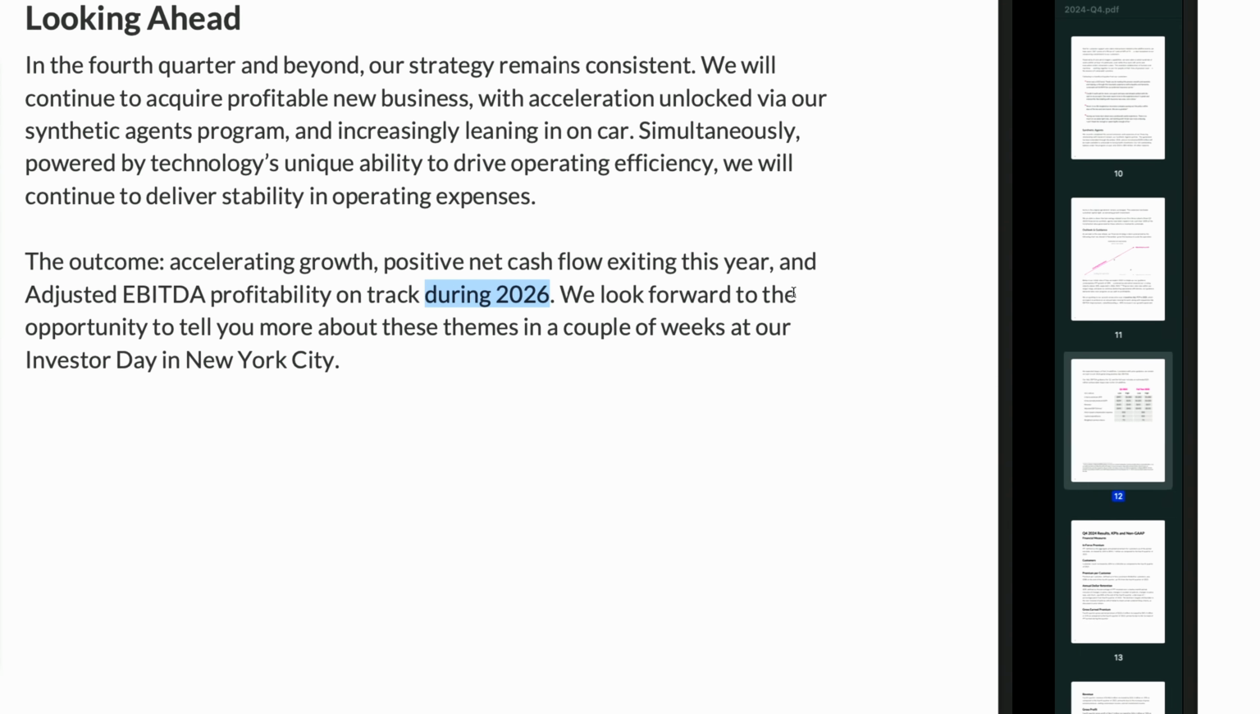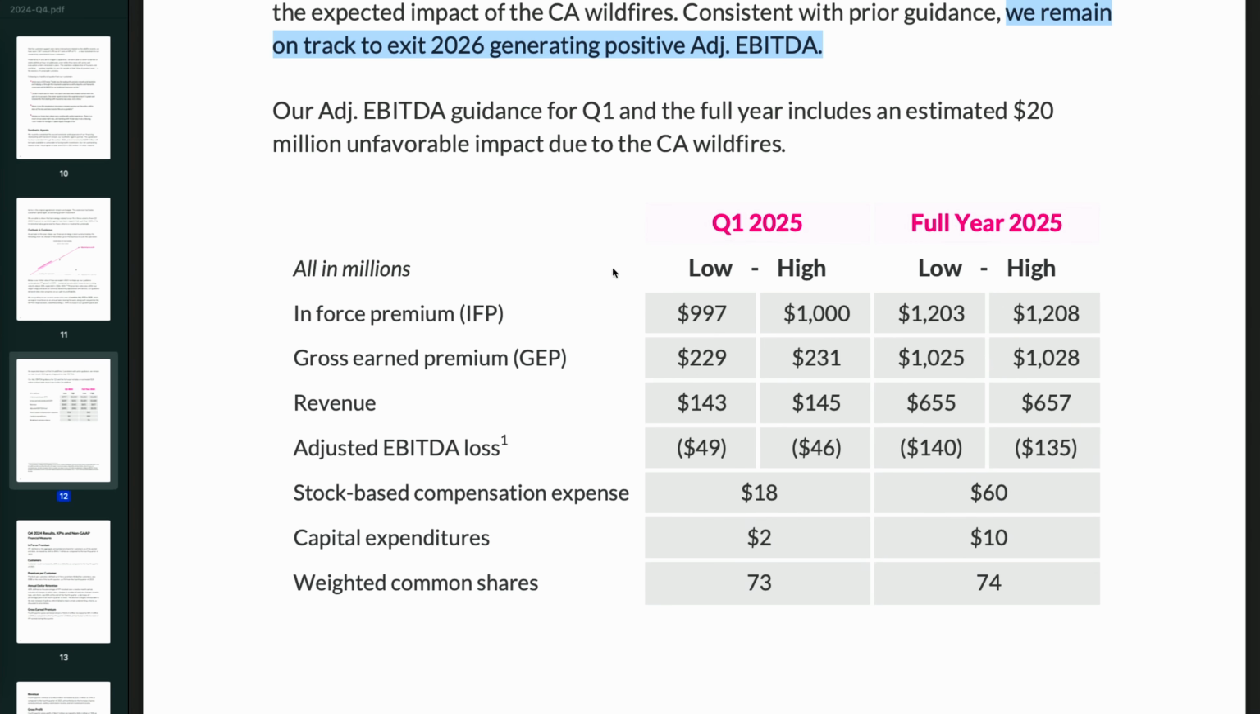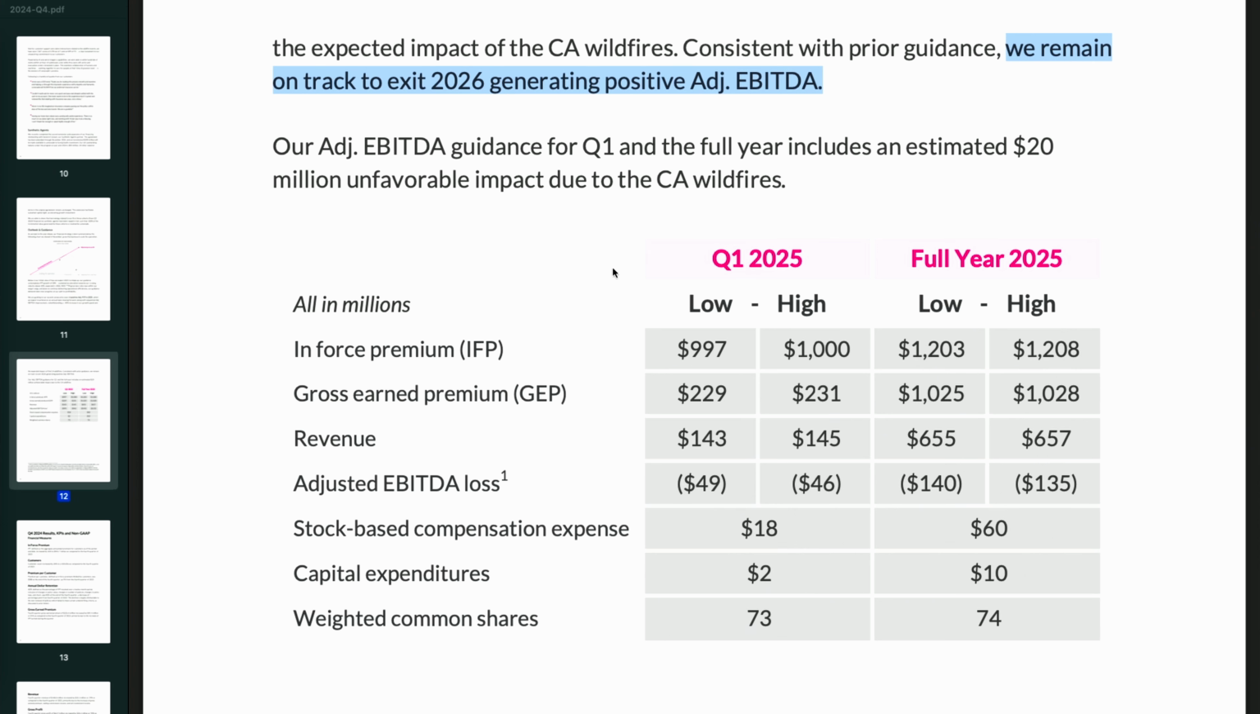Okay, now let's skip forward in time again. And here we are in 2024 Q4 this time. And they say now that we remain on track to exit 2026 generating positive adjusted EBITDA. Right?